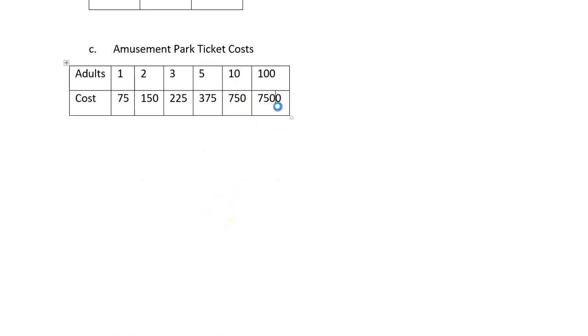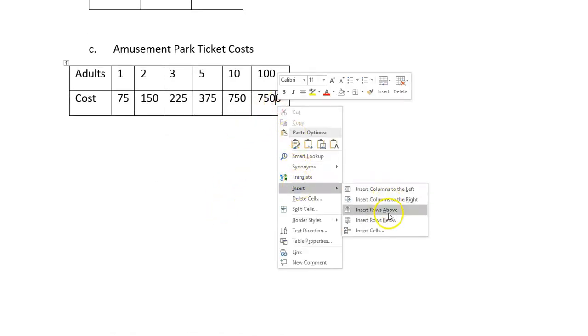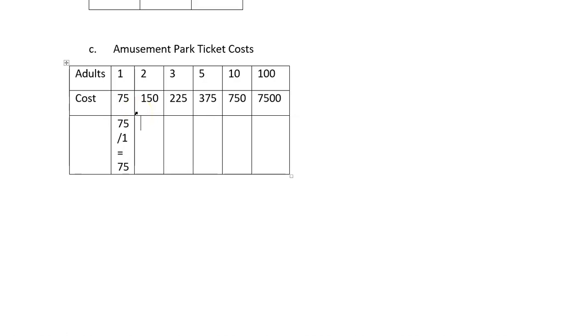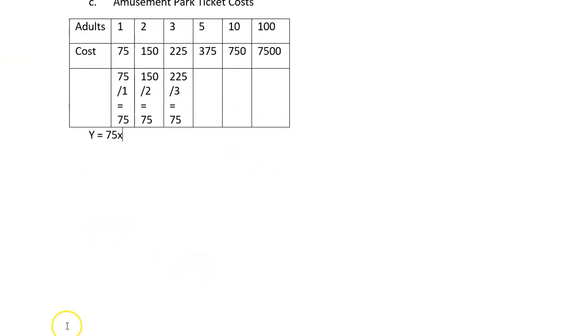This one, we're going to do the same thing, y divided by x. The y is always on the bottom. So 75 divided by 1 is 75. 150 divided by 2 is 75. 225 divided by 3 is 75. So my equation would be y equals 75x. And that is how you do proportions.